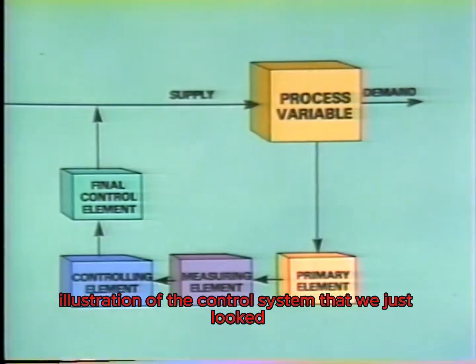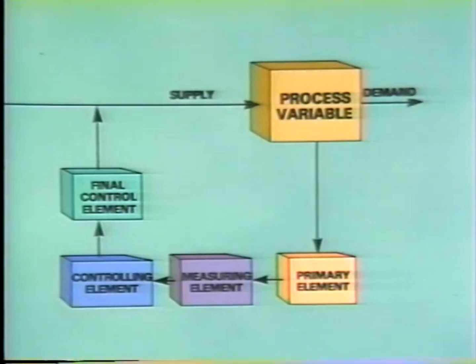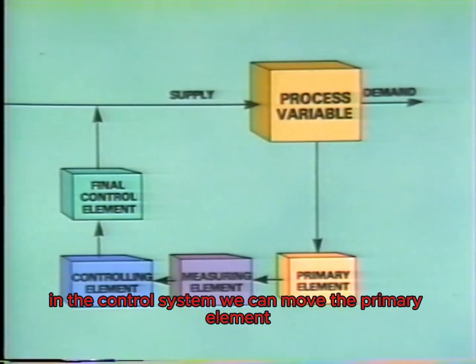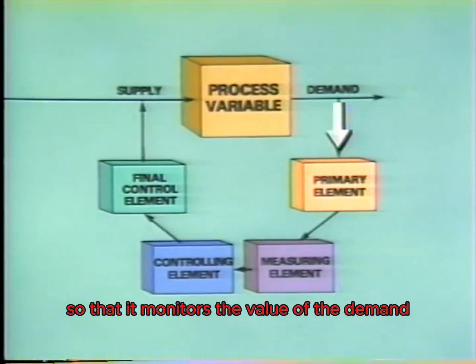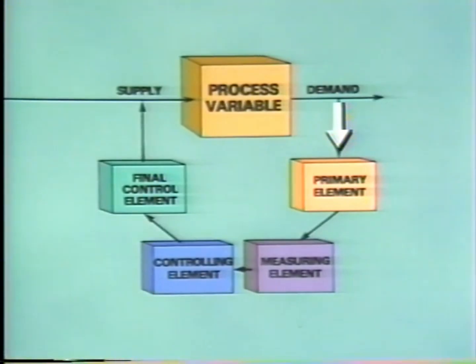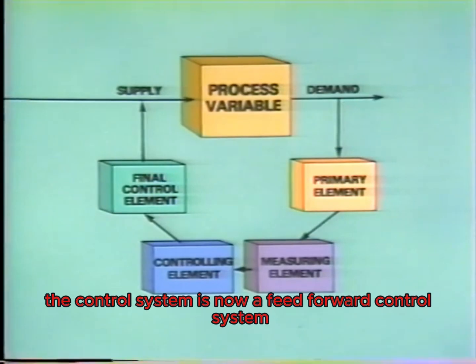Here's the illustration of the control system that we just looked at. Without changing any of the elements in the control system, we can move the primary element so that it monitors the value of the demand rather than the process variable. With this simple change, the control system is now a feed-forward control system.